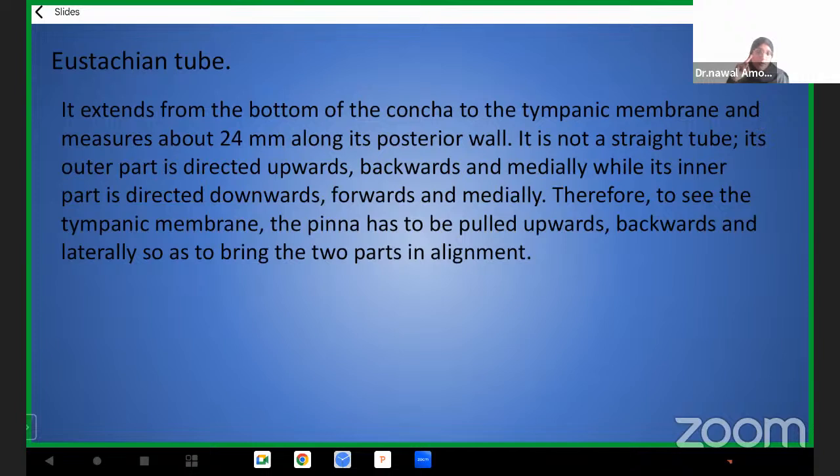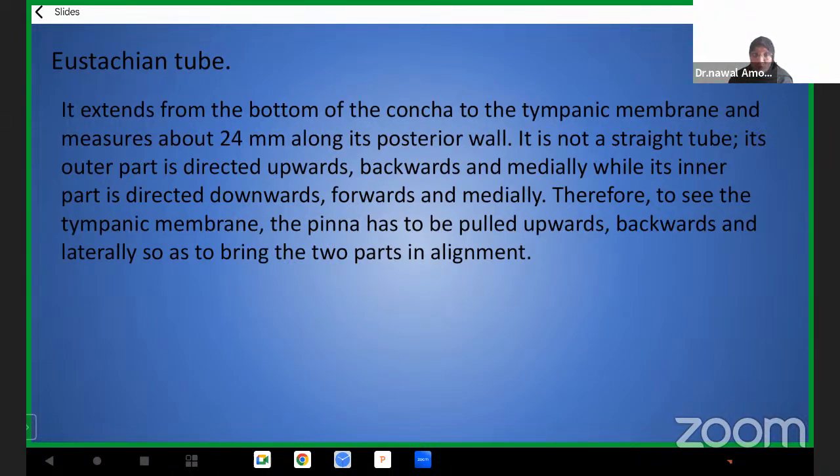Upwards, backwards, medially, while the inner part of the Eustachian tube is downwards, forwards, medially. So both of them come medially, but one comes upwards and backwards, and the other one comes downwards and forwards. Opposites. The outer part comes upwards, backwards, and the inner part comes downwards, forwards. Both of them then meet medially.